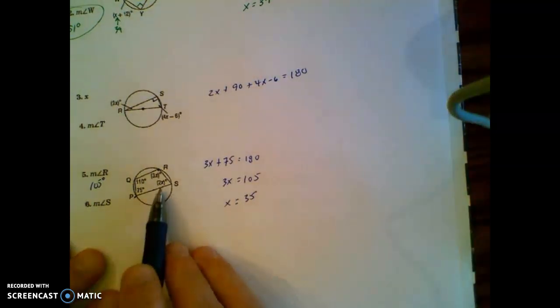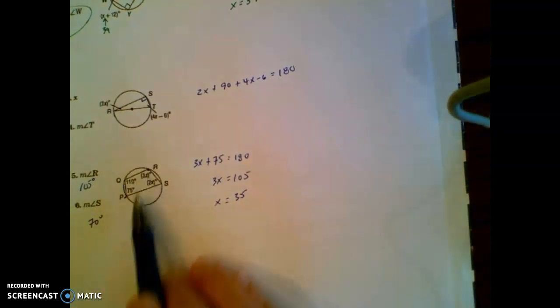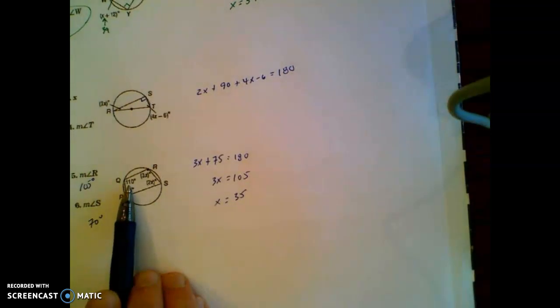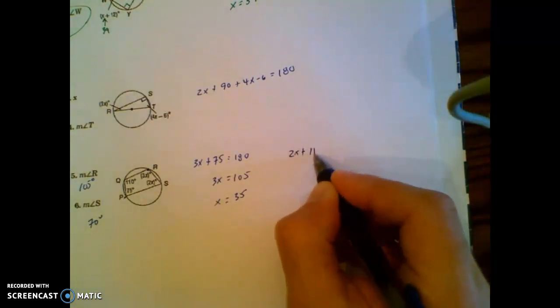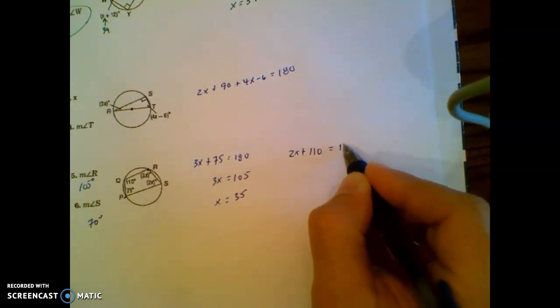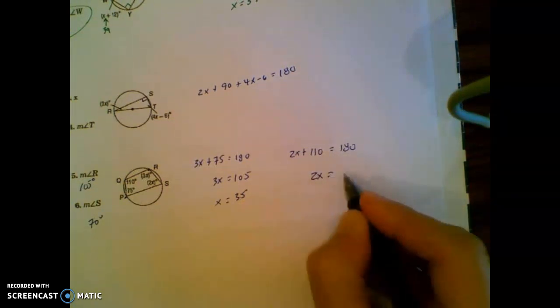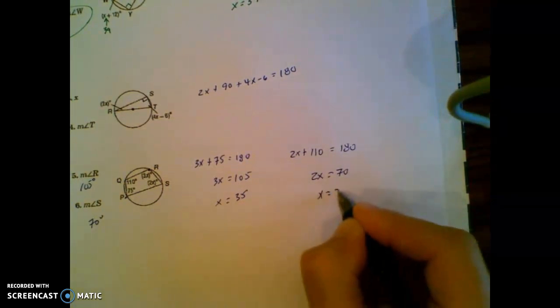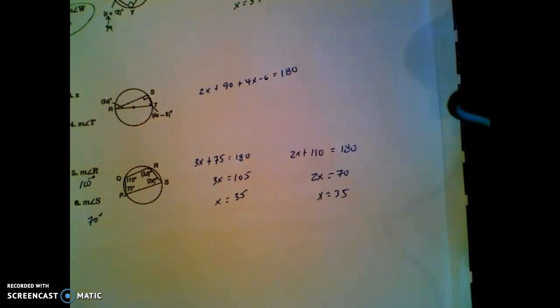To find s, again, I've just figured out what x is, so I just plug it back in. 2 times 35 is 70. So it wasn't that bad. But the important thing to remember here is opposite angles add up to 180. You could even have done 110 plus 2x. And they also equal 180 degrees. So then you have 2x is equal to 70, x is equal to 35. So it didn't matter which pair of opposite angles you used, you still ended up with the same value of x, and then you could use those to find the missing angles.